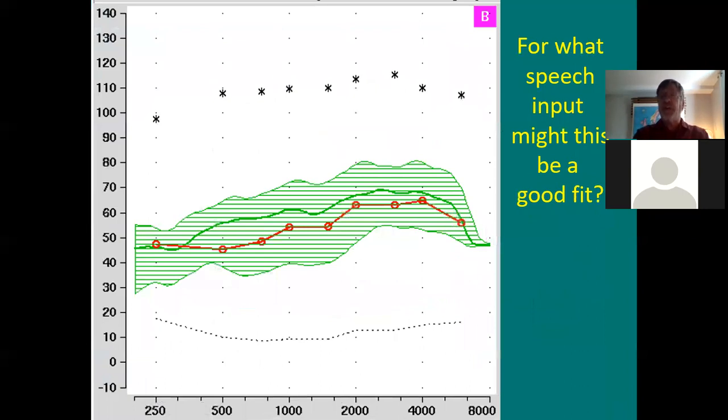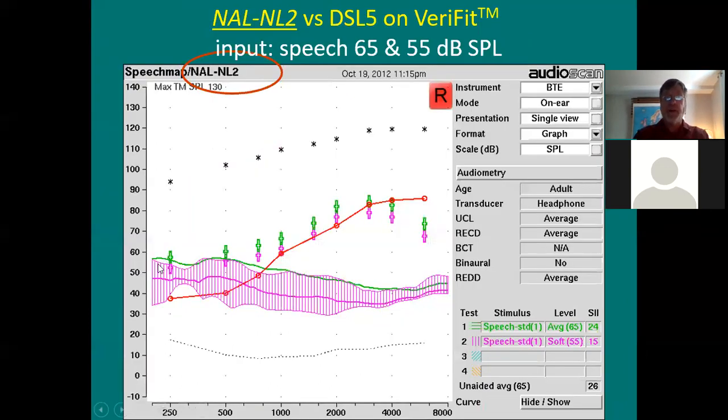For what speech input might this be a good fit? And as you're looking at it, notice how the output is hugging the thresholds. It is a good fit for soft speech inputs because it means soft speech is barely audible. It's just above the thresholds. Well, how does that compare here? Yep, quite similar. And here? Yep, quite similar.